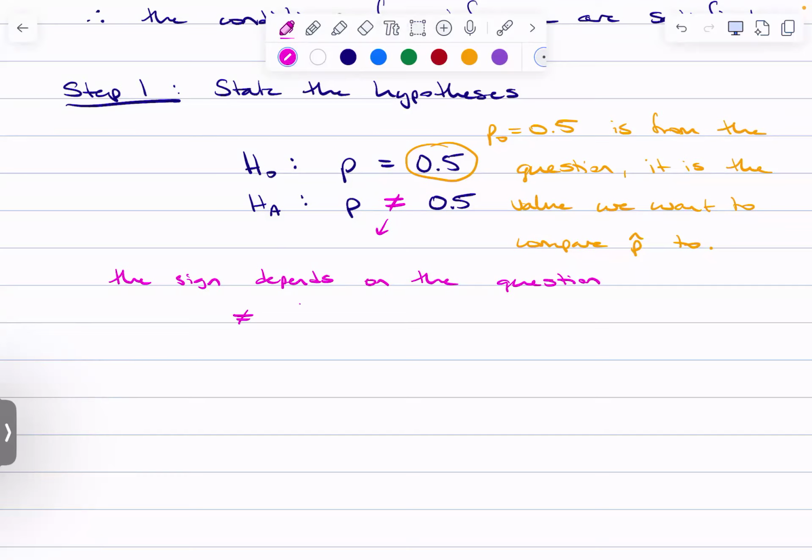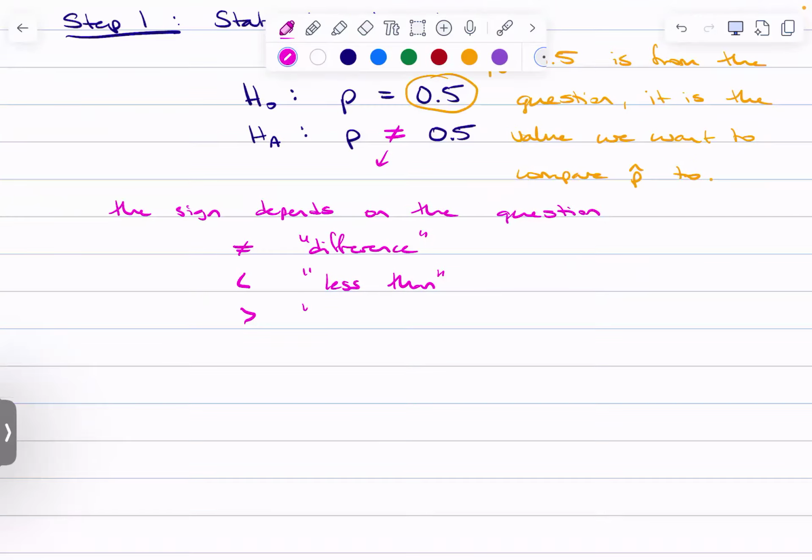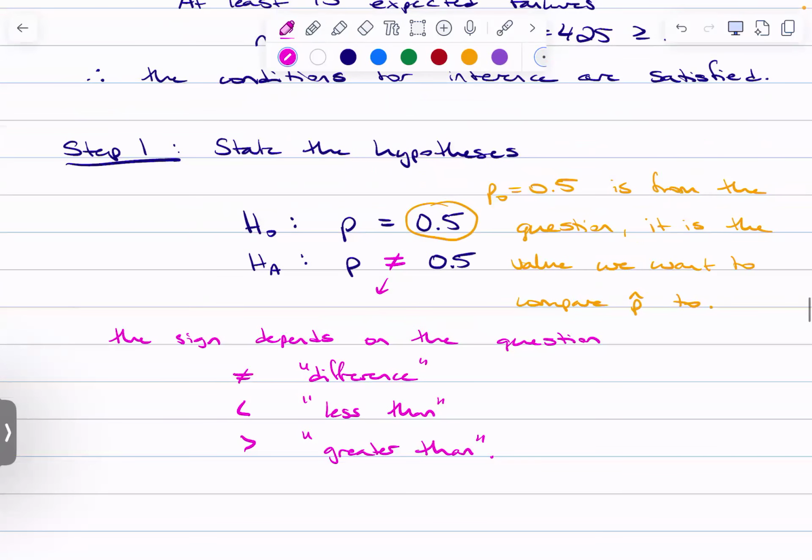Not equal to is if there's a difference. Less than, of course, is less than. And greater than is, of course, greater than. Or some version of those. But in this case, we want the not equal to because we want to know, hey, is it just different from 0.5? And we don't care which direction it's going in.